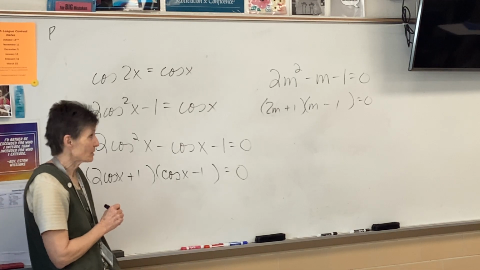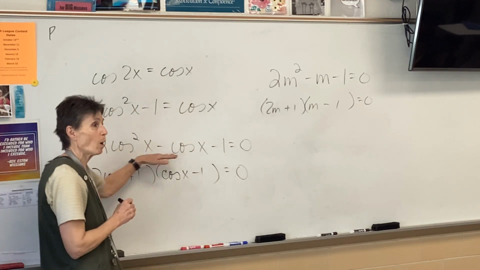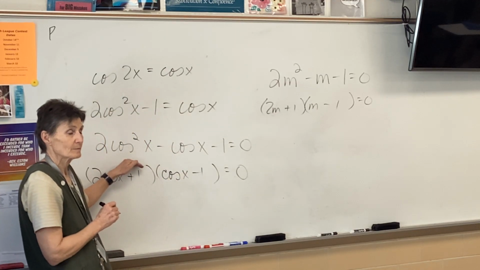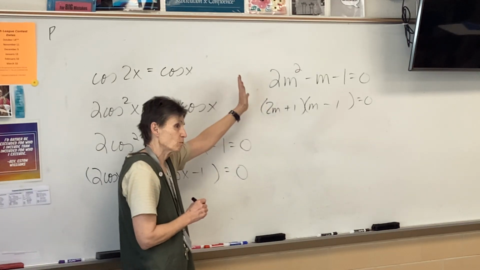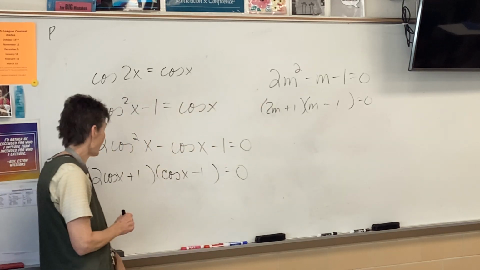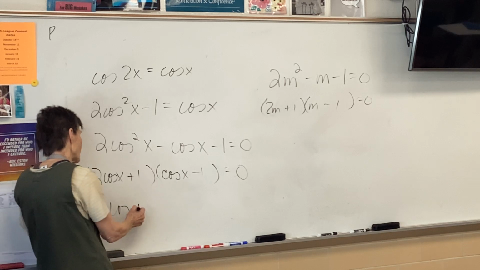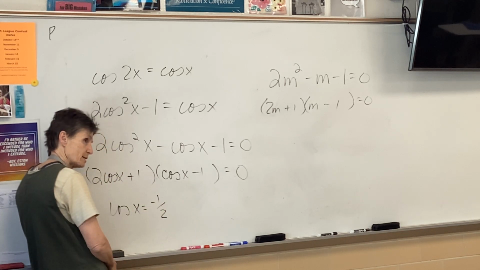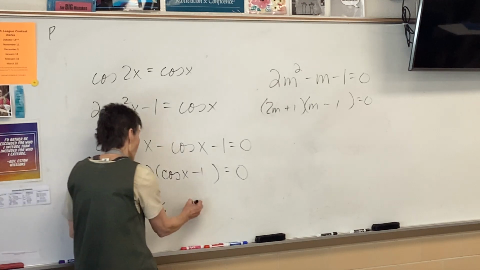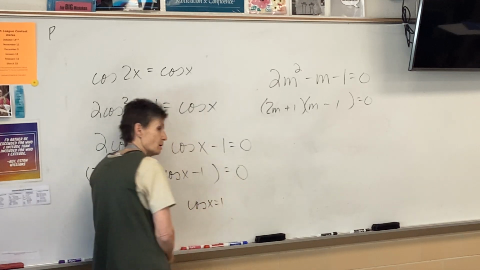You gotta make that connection, that this is really a quadratic equation. So you're going to solve it just like you solve a quadratic equation. All right, so what's cosine equal? Cosine either equals negative 1/2, remember I'm setting it equal to 0, or cosine equals 1.